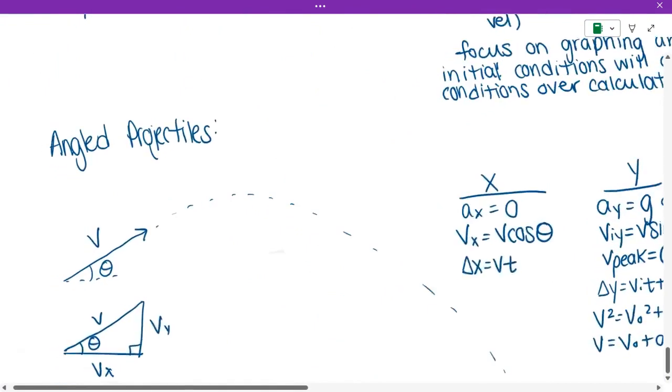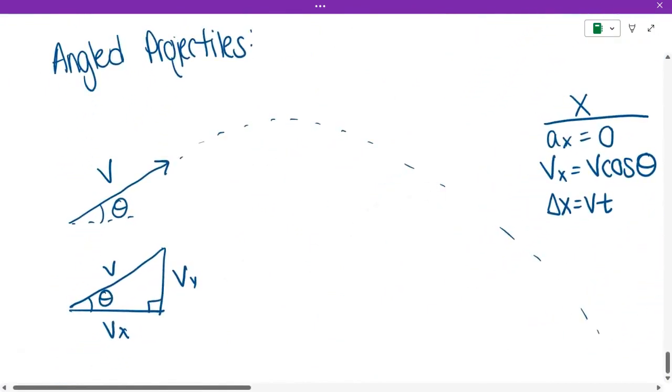Okay. Then the other problem we might see is an angled projectile. So instead of being launched completely horizontally, we're launched at an angle, which means we have some x direction velocity and some y direction velocity. Remember, this x direction velocity represents how fast we're moving horizontally at time equals 0, and this y direction velocity represents how fast we're moving vertically at time equals 0. And those are components of the launch velocity.